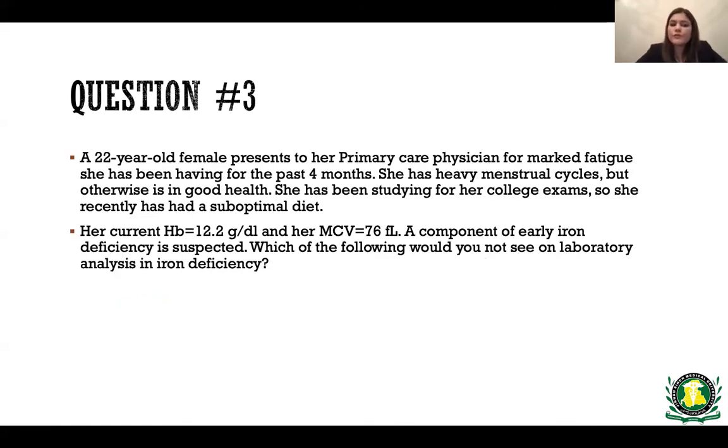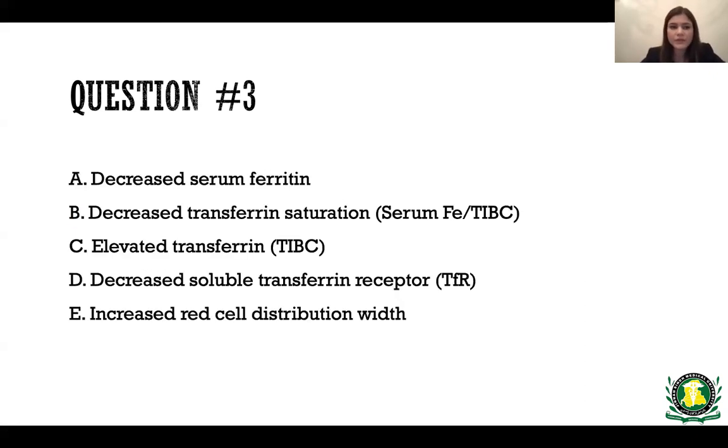A 22-year-old female presents to her PCP for marked fatigue she's been having for the past 4 months. She has heavy menstrual cycles, but otherwise is in good health. She has been studying for her college exam, so she recently has had a suboptimal diet. Her current hemoglobin is 12.2 gram per deciliter and her MCV is 76. A component of early iron deficiency is suspected. Which of the following would you not see on lab analysis in iron deficiency?